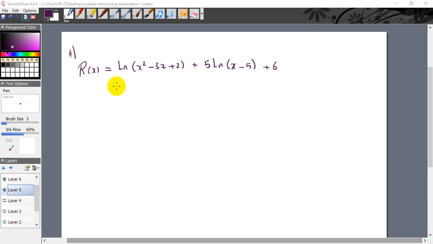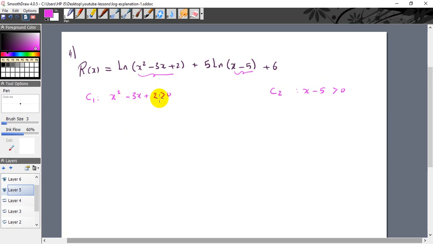Now part 4, consider r of x equals ln(x squared minus 3x plus 2) plus 5 ln(x minus 5) plus 6. As we mentioned in part 3, there are two ln's here. This means that we have to deal with two conditions. One of them is x squared minus 3x plus 2, which should be greater than 0. The second condition, x minus 5, should be greater than 0.